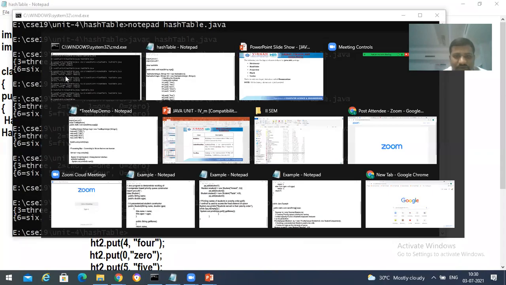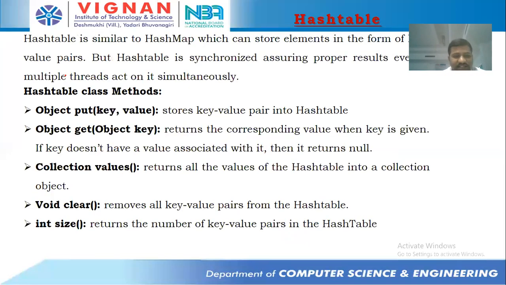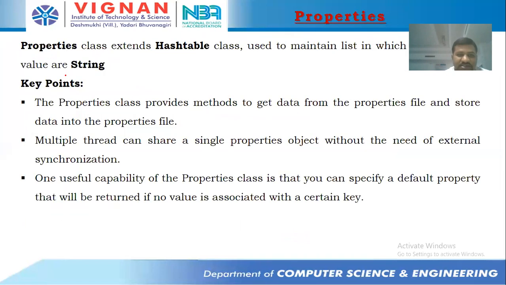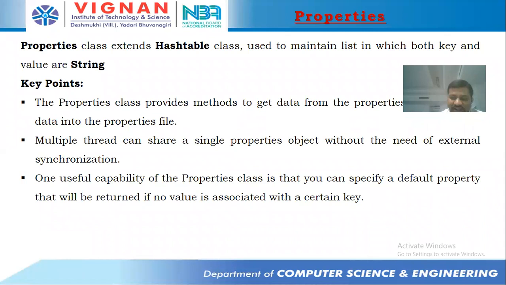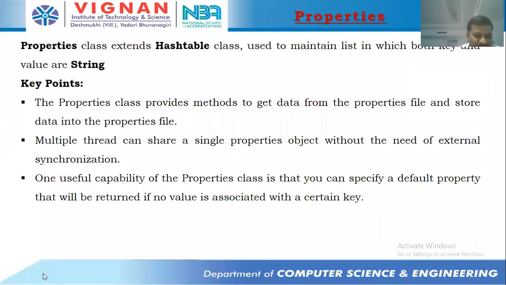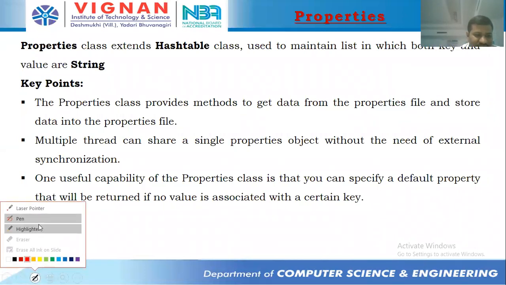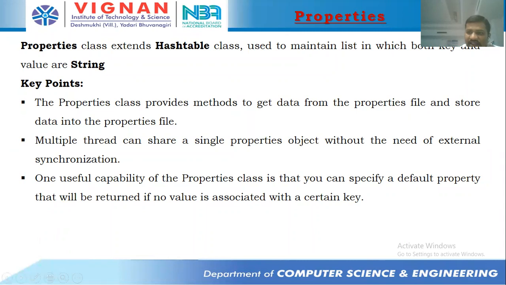Yes, sir. Okay, fine. So the next thing is properties. What do you mean by properties over here? Try to understand. Properties extends Hashtable and is used to maintain a list in which both key and values are strings. Both key has to be a string and then value has to be a string in the case of Properties.